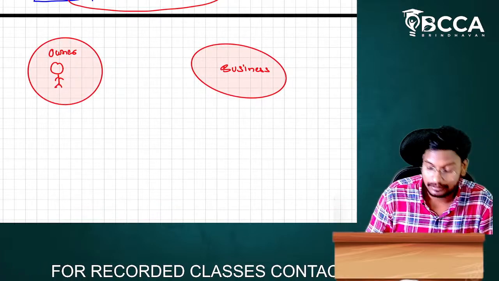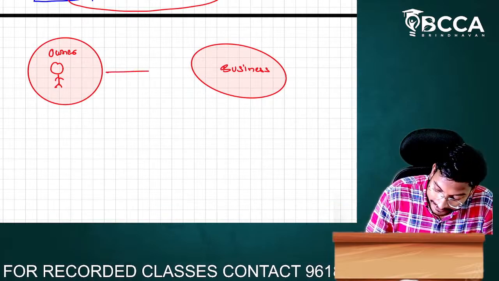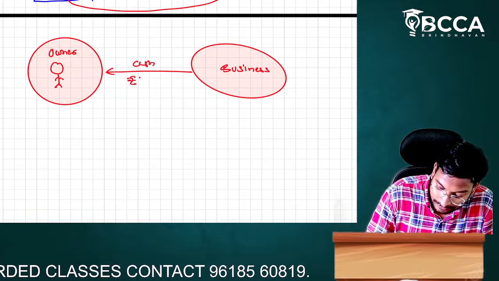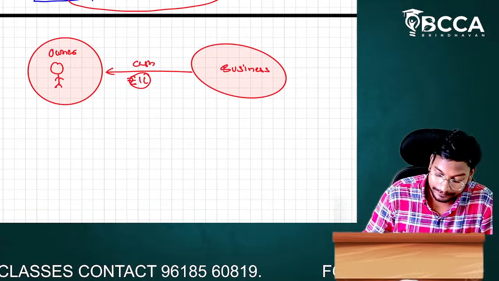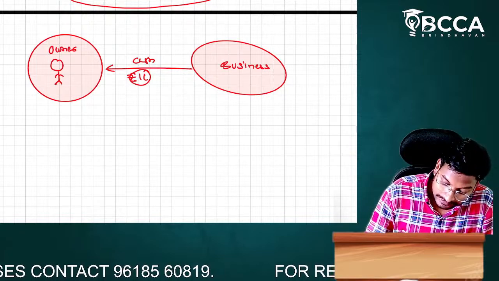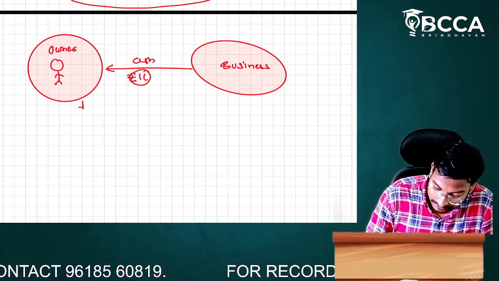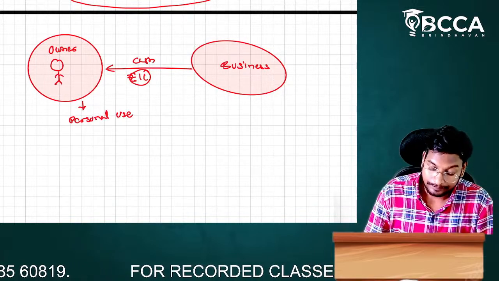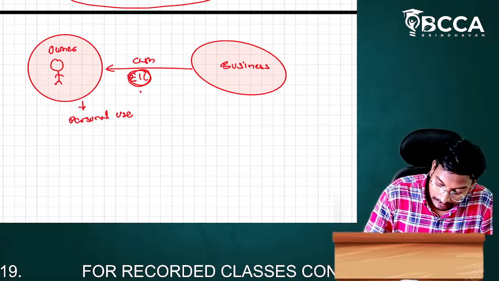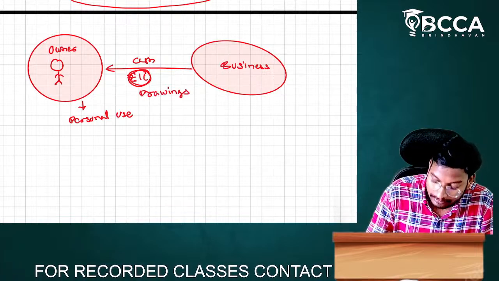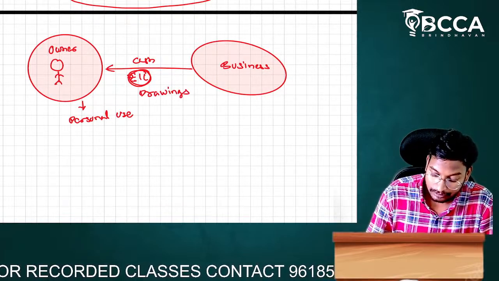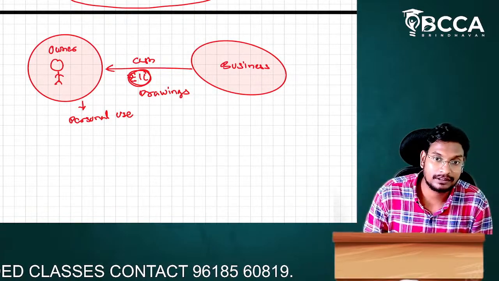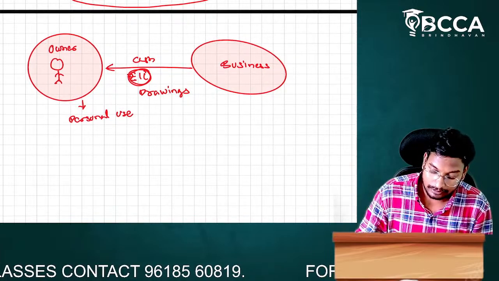Owner and the business. The owner takes away cash from the business, for example rupees 1 lakh. This cash he uses for personal use. Here the 1 lakh is called drawings. So when the owner takes cash from the business for his personal use, it is called drawings.